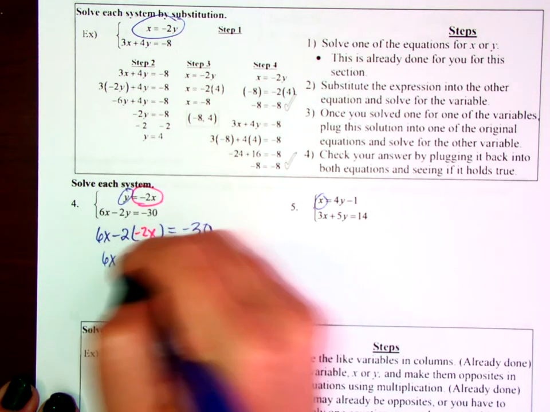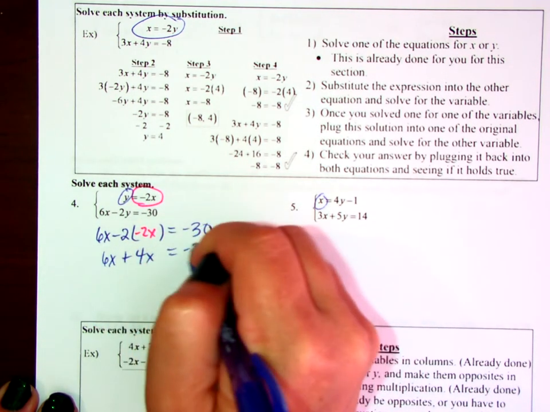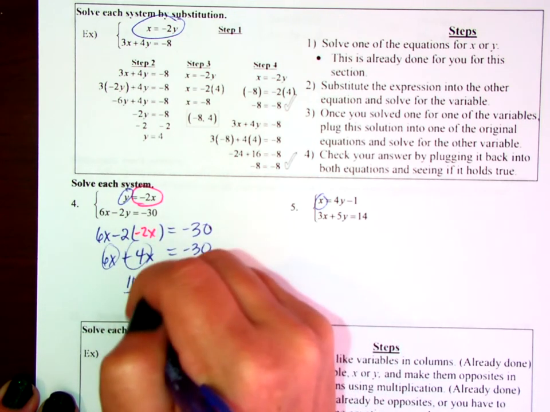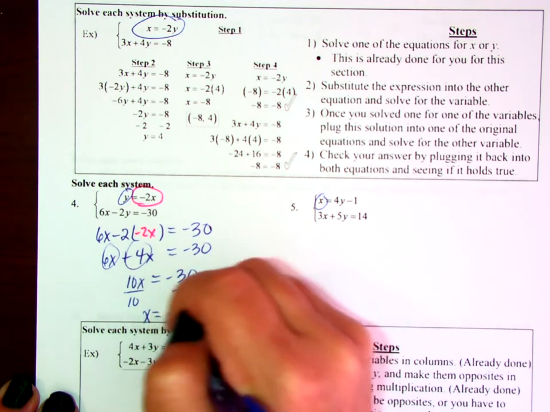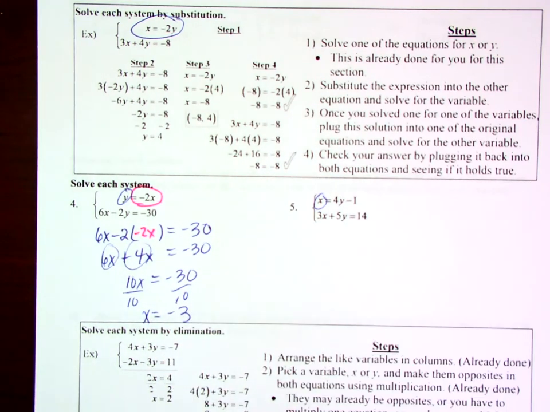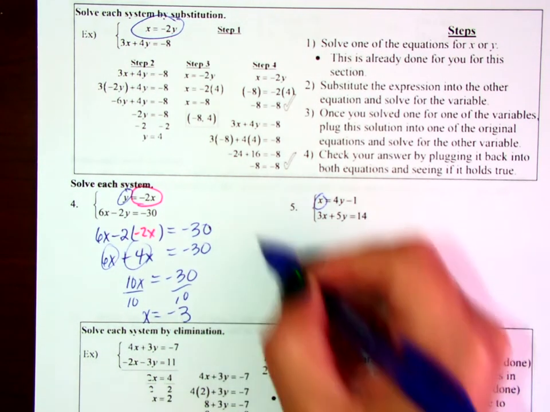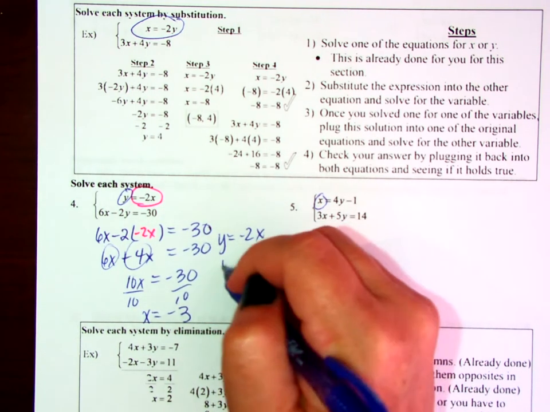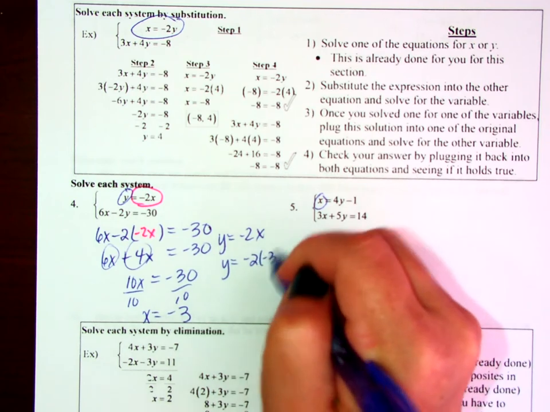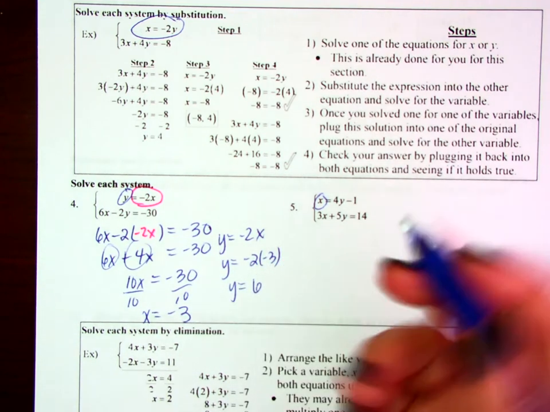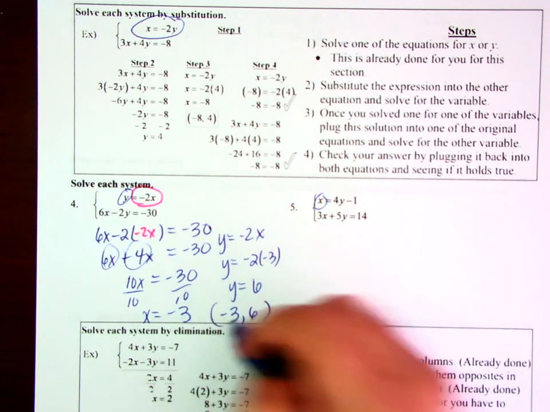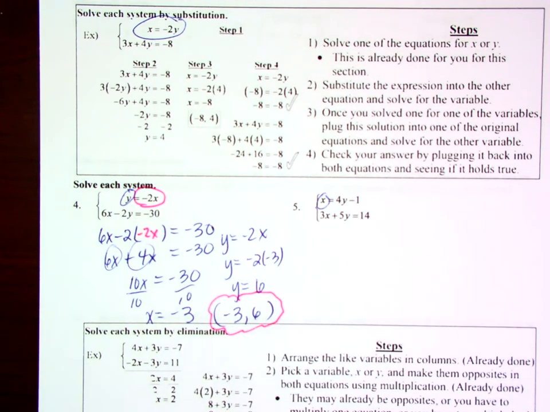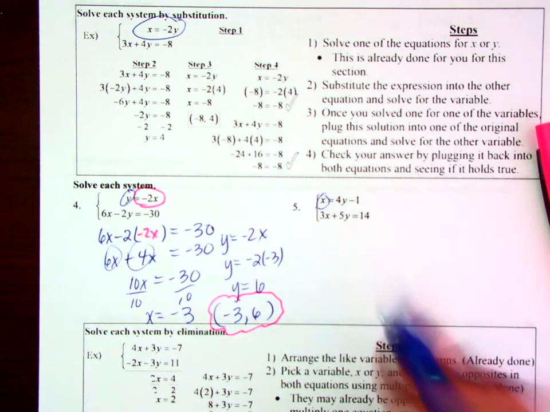Then we distribute. We combine like terms. And all this work just gets us an x value. We now need to take that x value and plug it back into either of the original equations in order to solve for the other variable. So technically substitution should be called substituting twice, because we essentially have to substitute twice to get both parts of the answer.